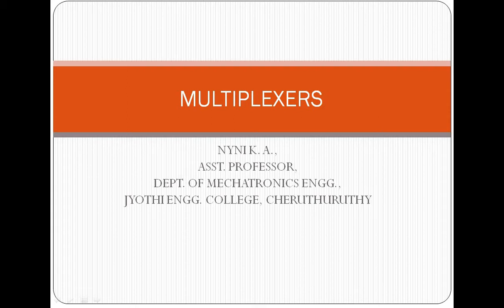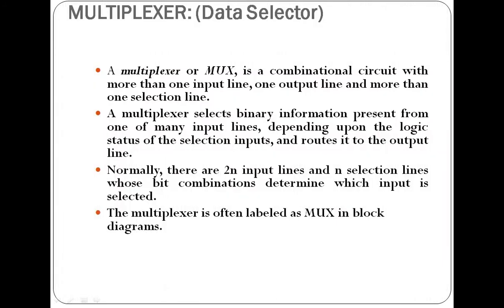Today I am dealing with multiplexers, a part of combinational circuits from module 5. A multiplexer, otherwise called a data selector, is a combinational circuit with more than one input line, one output line, and more than one selection line. A multiplexer selects binary information present on one of the many input lines, depending upon the logic status of the selection inputs, and routes it to the output line.